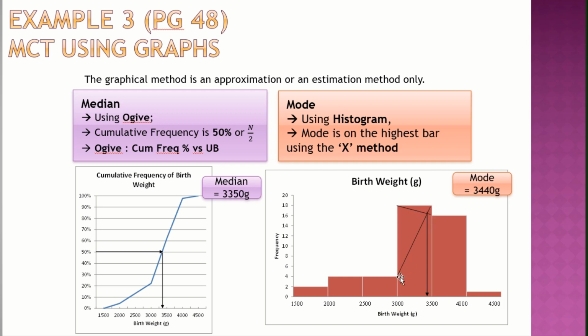Is that clear? You crisscross, come down, and you find your mode. Your mode most of the time is an estimate. All of you will have different answers, but it should be about the same. Now how do you check whether your answer is correct?